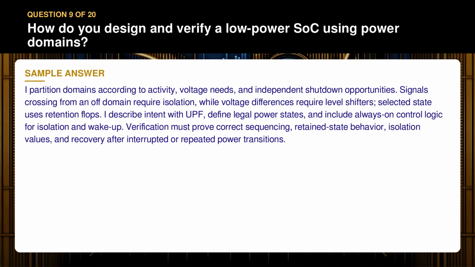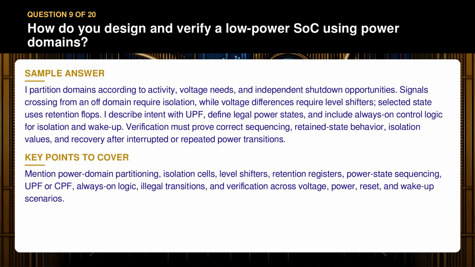I describe intent with UPF, define legal power states, and include always-on control logic for isolation and wake-up. Verification must prove correct sequencing, retained state behavior, isolation values, and recovery after interrupted or repeated power transitions. Mention power domain partitioning, isolation cells, level shifters, retention registers, power state sequencing, UPF or CPF, always-on logic, illegal transitions, and verification across voltage, power, reset, and wake-up scenarios.